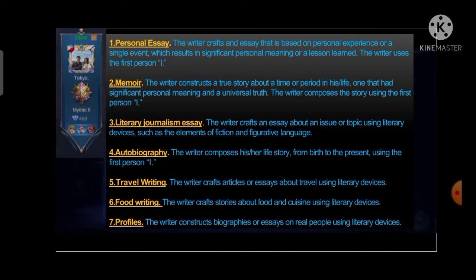And the sixth is food writing. In food writing, the writer crafts stories about food and cuisine using literary devices. It focuses on communicating information about food, no? It lets the reader experience the relationship of food to man, also to nature and culture and even tradition.